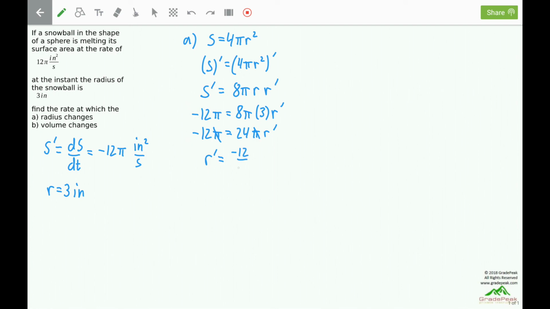So we have negative 12 divided by 24. Well, 24 is divisible by 12. If you divide the numerator by 12, you end up with a negative 1. The denominator, you end up with a 2. So we end up with negative 1/2. Therefore, r prime, or dr/dt, is equal to negative 1/2 units, radius, measured in inches, over time, measured in seconds.